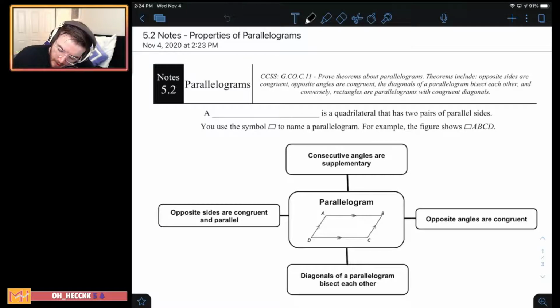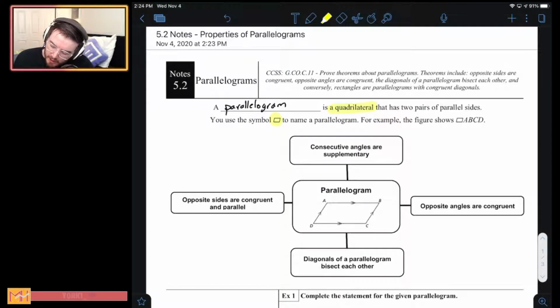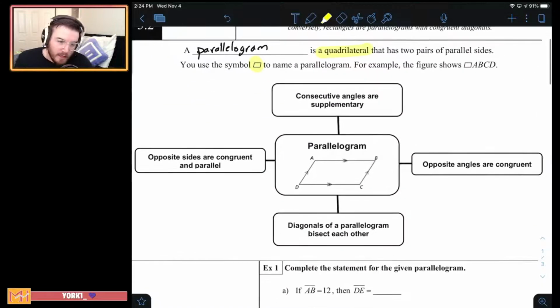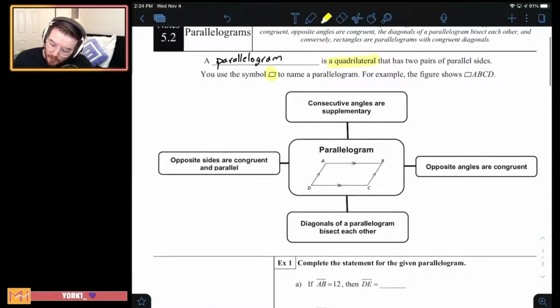So, a parallelogram, as we know from the previous lesson, is a quadrilateral, meaning it has four sides, that has two pairs of parallel sides. We use that little symbol right there to name a parallelogram. For example, we could talk about parallelogram ABCD, which is right there at the center of the picture.